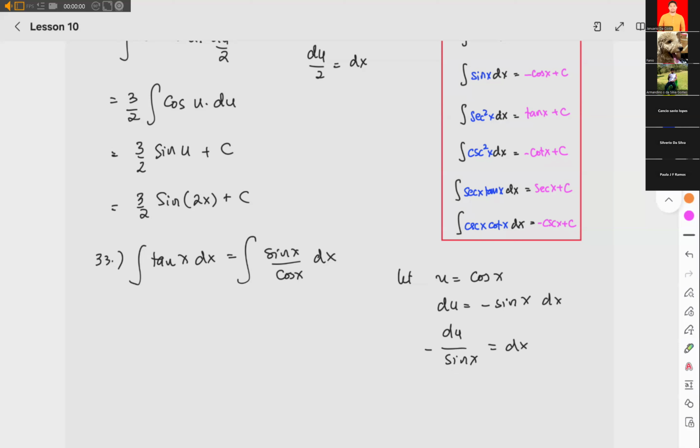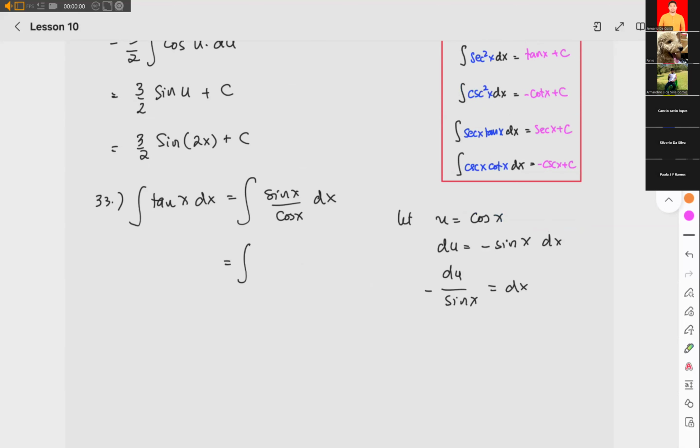So you just substitute it back over here. You know that u is equal to cos of x, so the integral of sine of x over u times dx is simply negative du over sine of x. In this case, you can simply cancel out the sine of x and take the negative out to the other side. You have negative 1 times the integral of du over u.